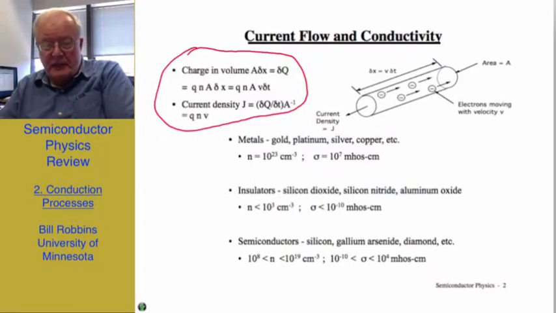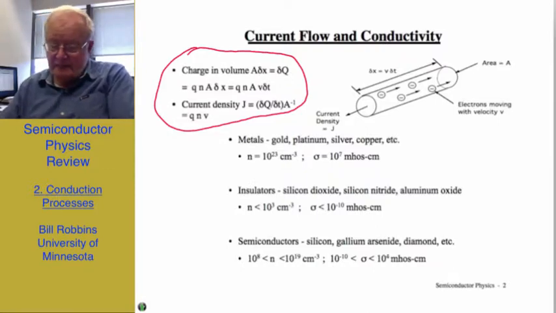Semiconductors, such as silicon, gallium arsenide, and other materials, are intermediate between these two extremes. They can have carrier densities on the low side of 10 to the 8th to as large as 10 to the 19th, depending on the type of material and on the doping densities, and thus a very wide range of conductivities.